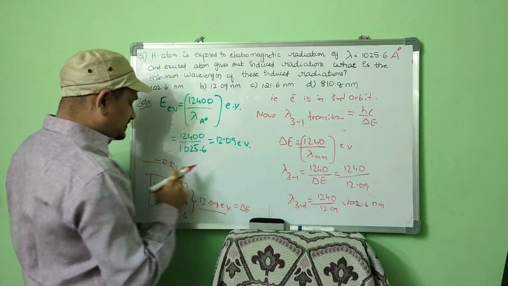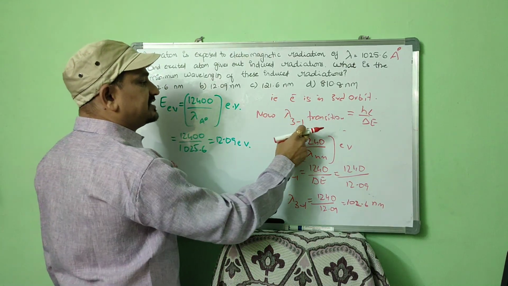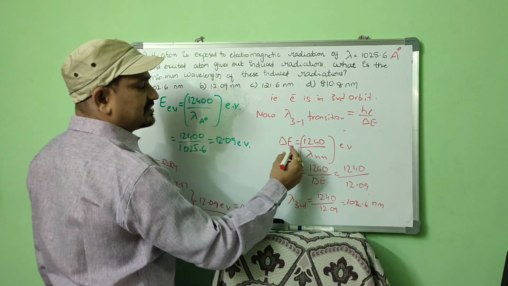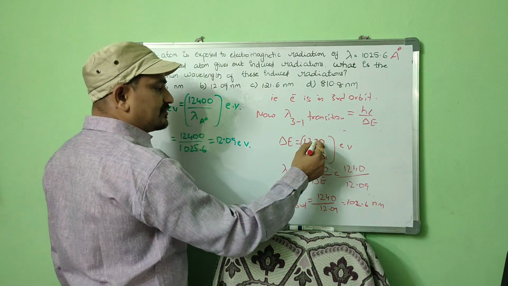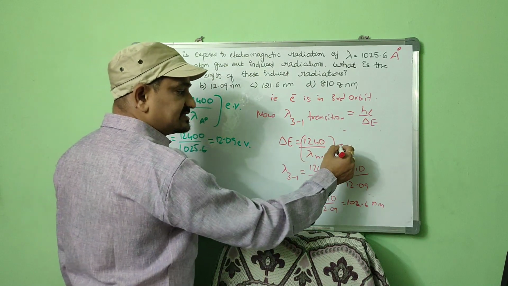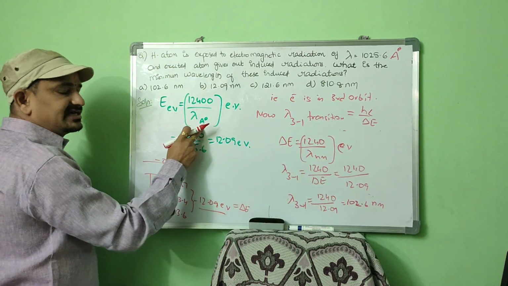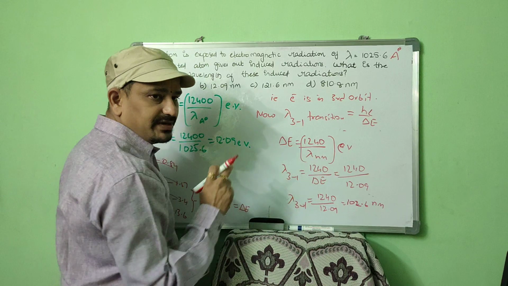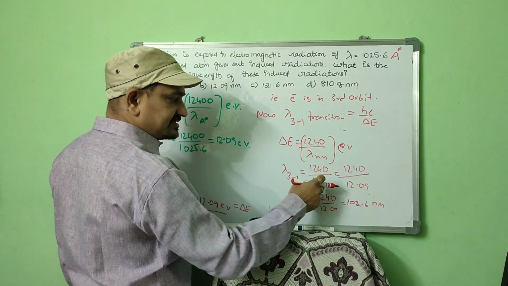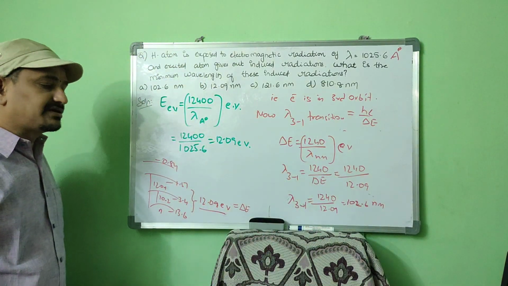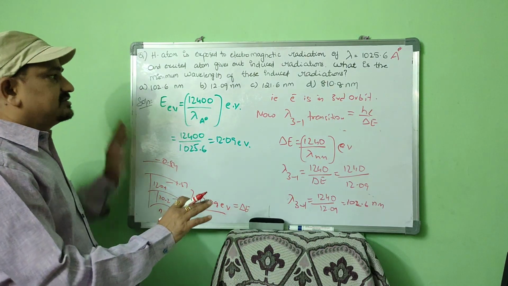Now when the electron jumps from 3 to 1, what is the wavelength of the corresponding radiation? Lambda for 3 to 1 transition is hc by delta E, because delta E is equal to hc by lambda. So delta E equals 1240 by lambda in nanometers, which gives energy in electron volts. If it is 12,400, this is in angstroms. If it is 1240, this should be in nanometers. Now 1240 by delta E, on reversing this expression, we get lambda for 3 to 1 transition as 102.6 nanometers, right? This is the solution for the given question.